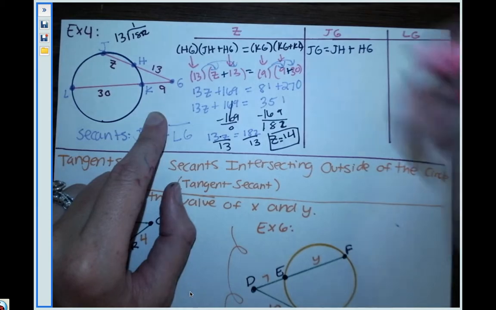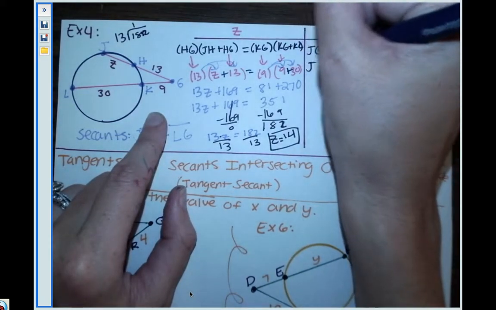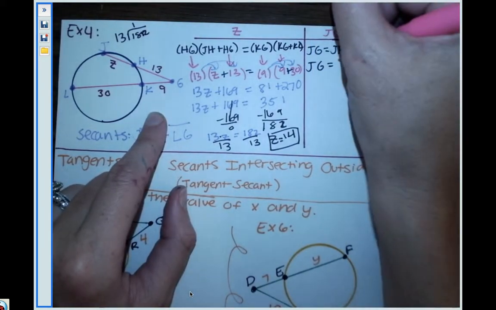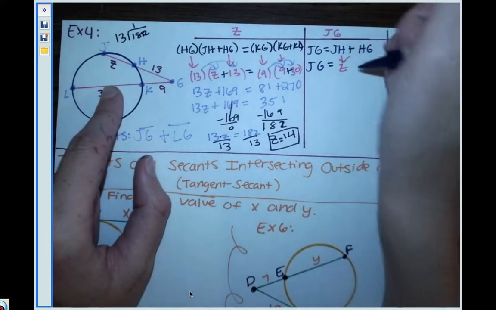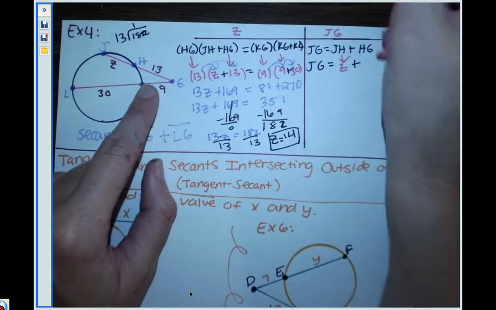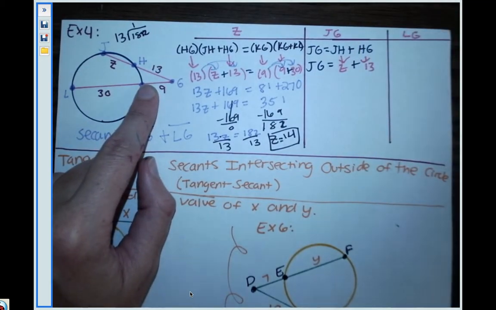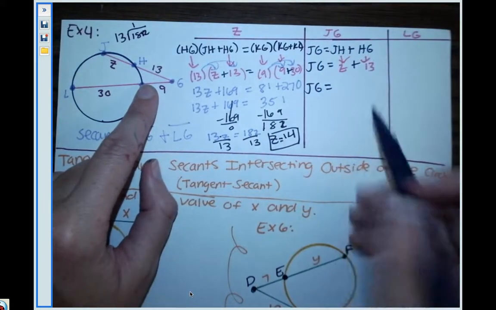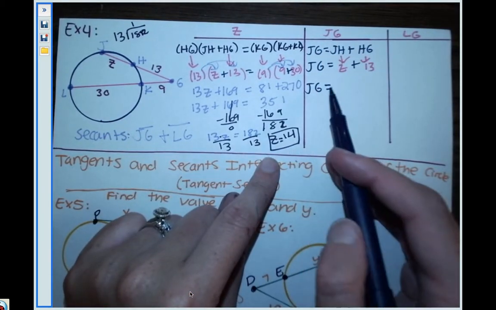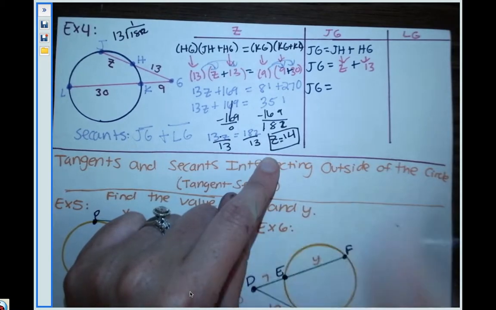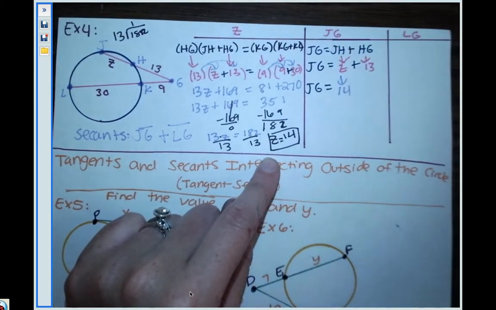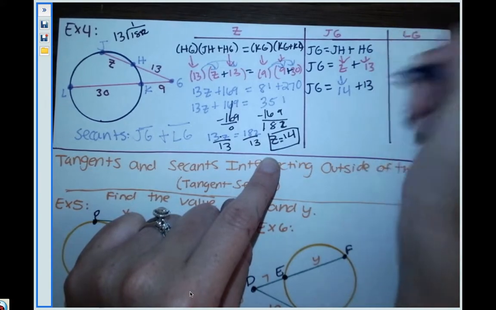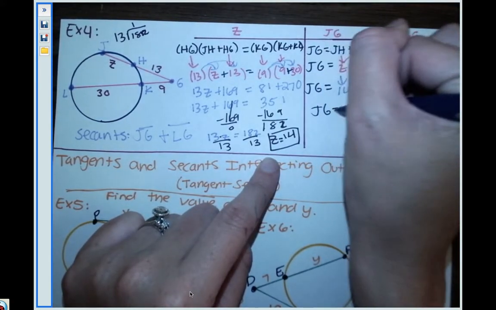All right, let's start filling in those values. So JG equals JH, which is Z, plus HG, which is 13. Let's keep on going. And now that you know Z is 14, what can you do with that to help us find JG? Yes, we substitute it in. So Z is going to be 14, and then we have plus 13, which 14 plus 13 is 27.